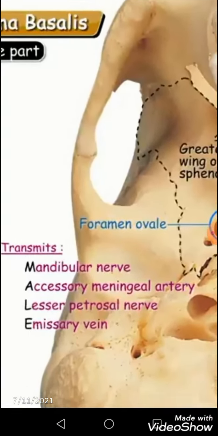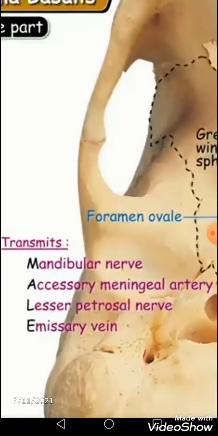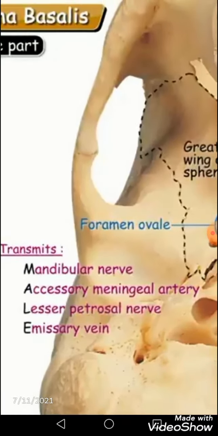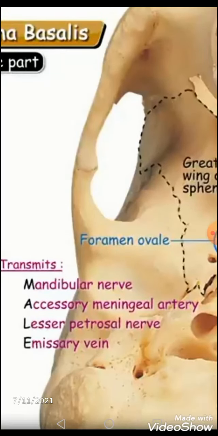And let me show you what it transmits. You can make the mnemonic MALE: the mandibular nerve, the accessory meningeal artery, the lesser petrosal nerve, and emissary vein.